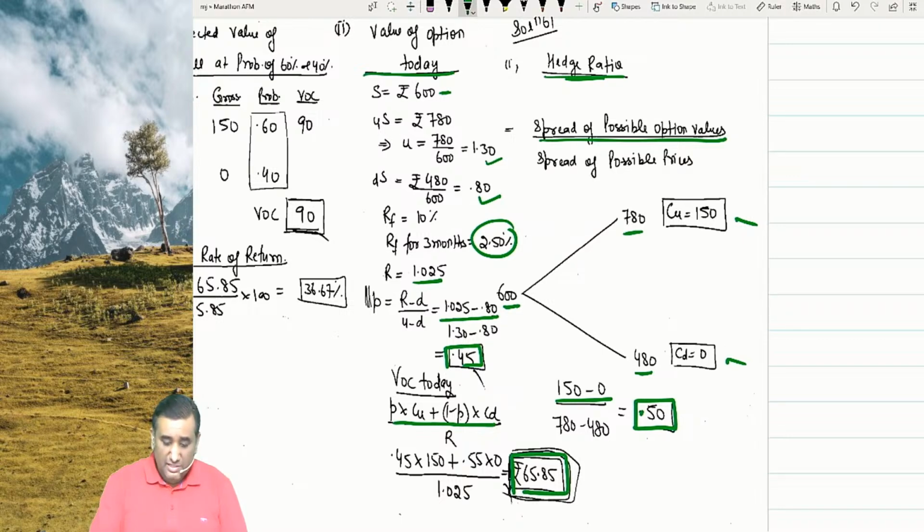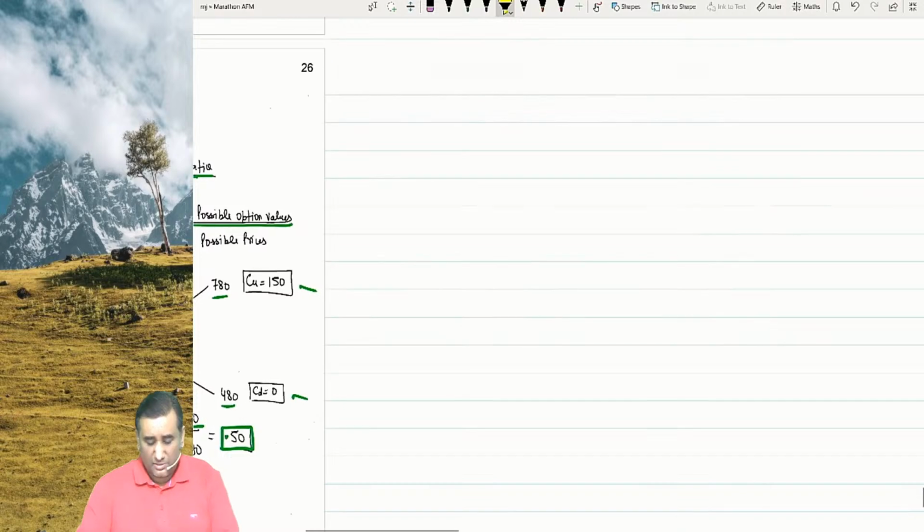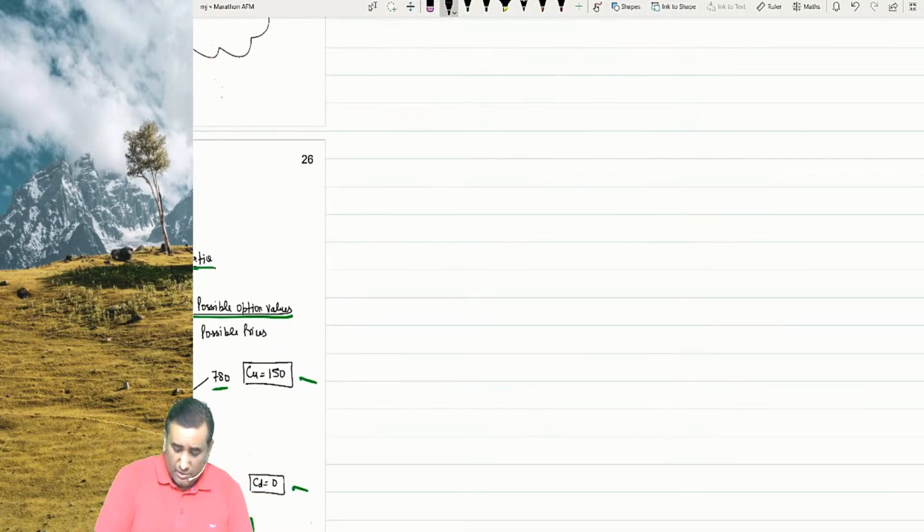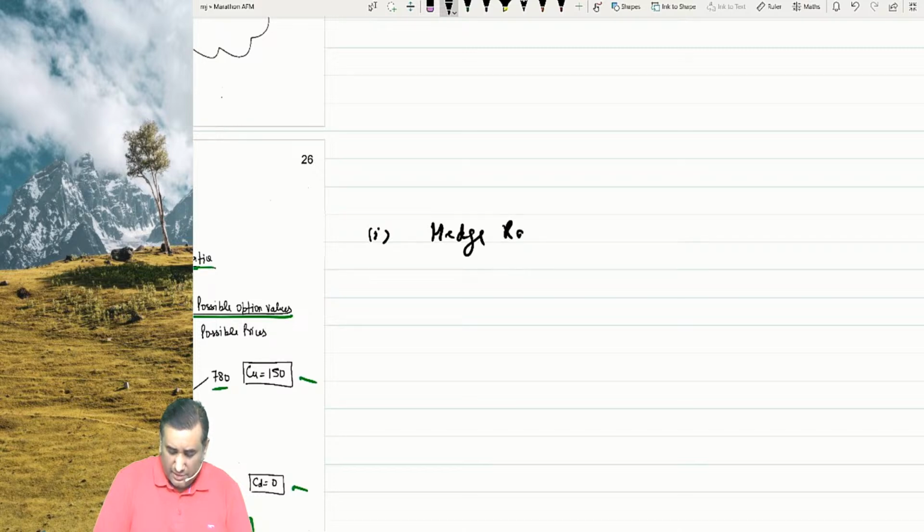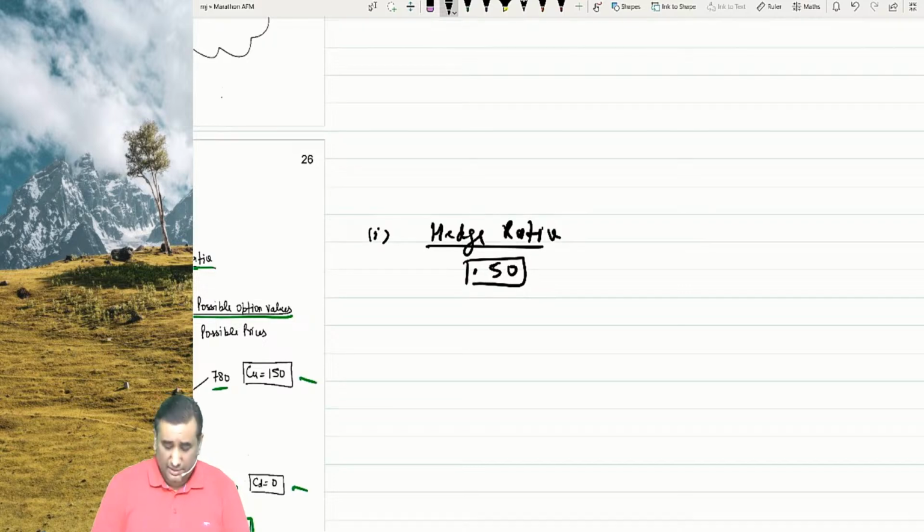Now I am trying to create the second part using something called a riskless hedge approach, in which no matter what happens at expiry, your portfolios will have the same value. And what does it mean? Alternatively, the first part you calculated the hedge ratio, and that came out as 0.5. It's actually a delta. Some people call it option delta or delta.